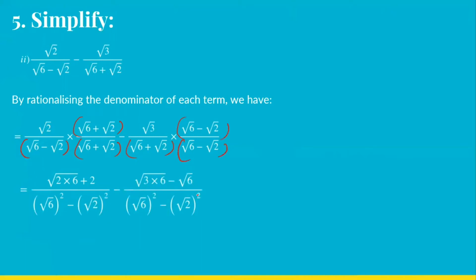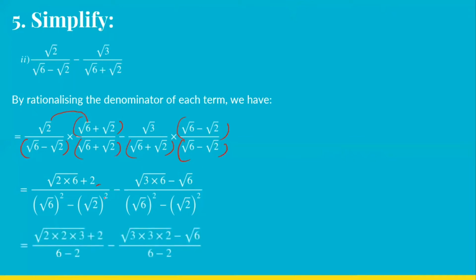So root 3 minus root 6 into root 6. How did we get this? Root 2 into root 6, and root 2 into root 2, we got this as 2. Root 3 into root 6, this is how we'll get root 18. And root 3 into root 2 is root 6.